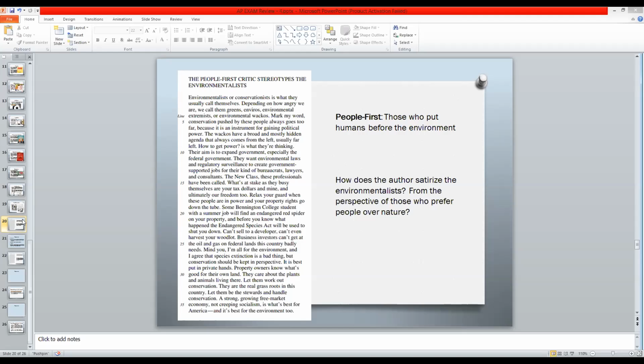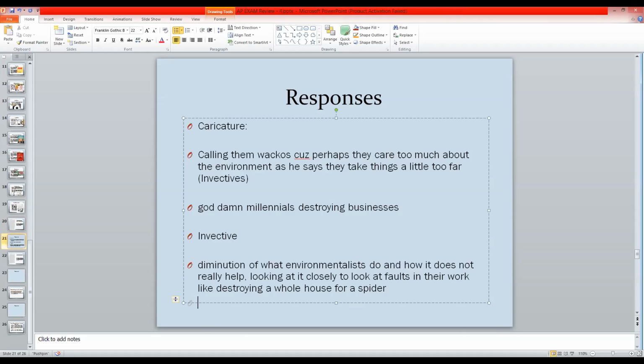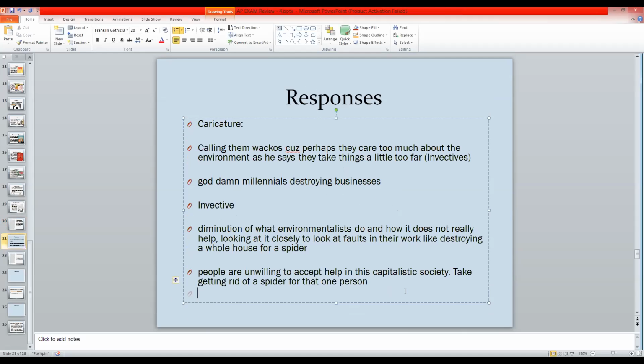Okay, let's see. Harsuckwood adds in for this one here. People are willing to accept help in this capitalistic society, take getting rid of spider for that one person. So in this case, it seems to be a push for capitalism, that we would rather look for, what do you call it? It's sort of like on your own, right? I think I got that correctly. I mean, it's all one big troll kind of piece too. We're looking at satire here.